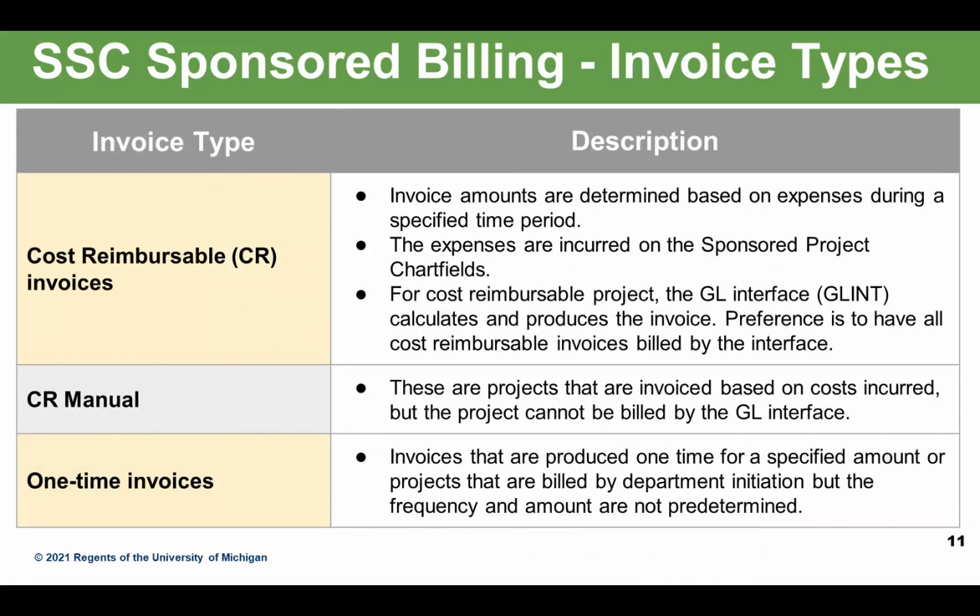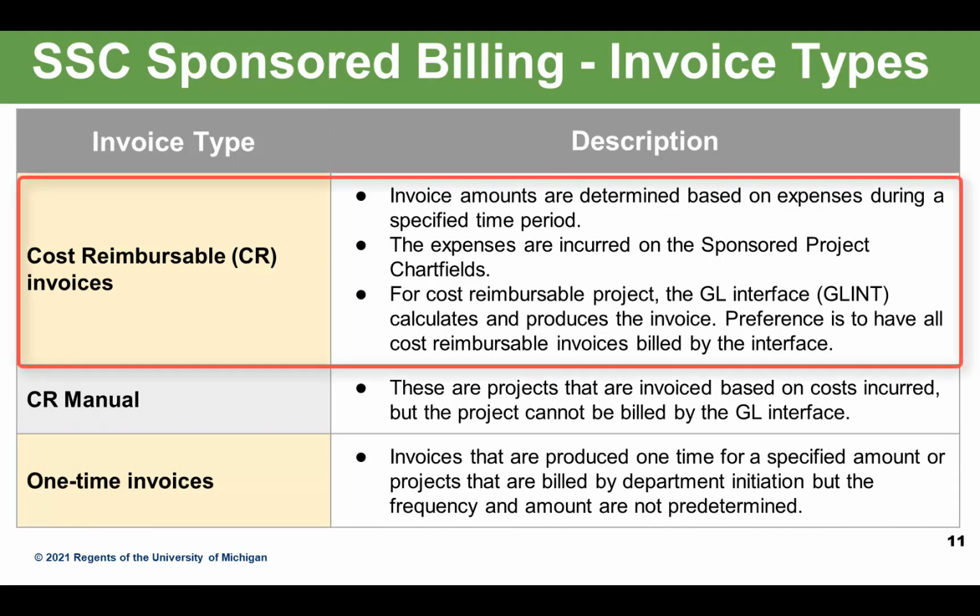We have cost reimbursable invoices, which are our most common invoices. These are billed usually each month if we can manage that, for actual expenses incurred. This is run through the GL interface called Glint. Glint calculates and produces the invoice based on actual expense activity.